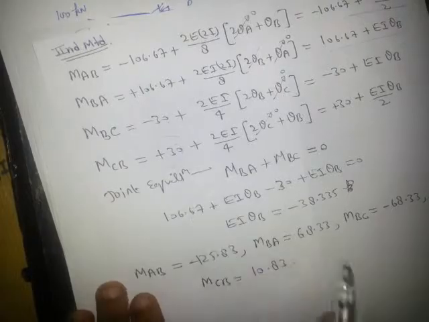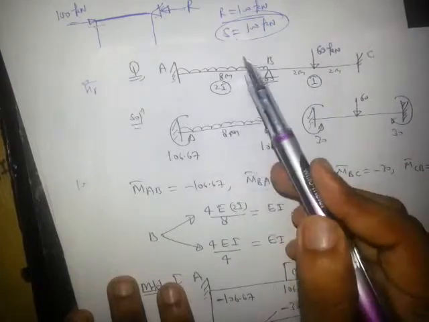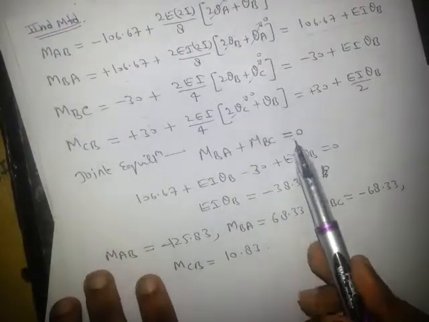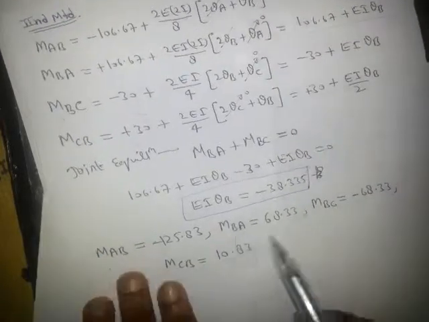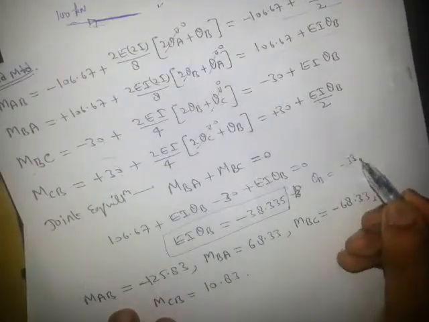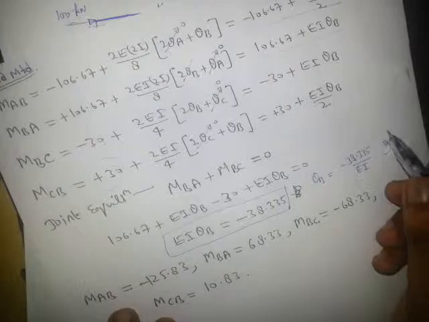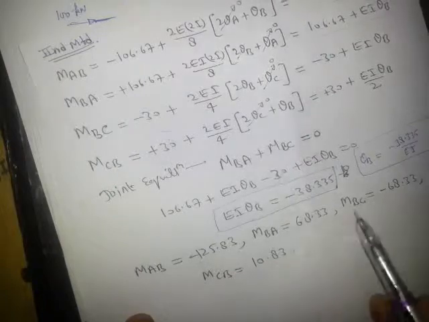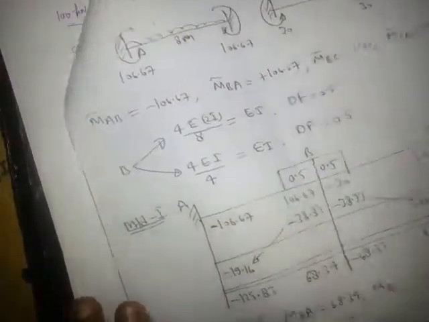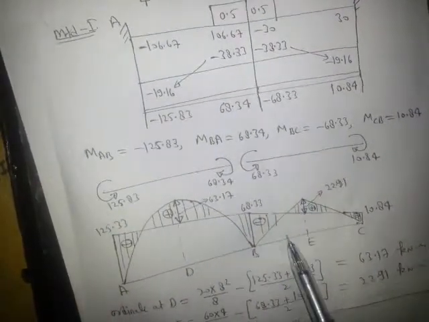Now we will write joint equilibrium, means we will write joint equilibrium of B. What is it? MBA plus MBC, anti-clockwise equal to clockwise, is 0. So we will see MBA plus MBC equal to 0, and from here we can see that theta B is minus 38.335 divided by EI, and minus means anti-clockwise, right? Now we can calculate MAB and MBA, MBC and MCB, and similarly we can draw the BMD as we have drawn in the moment distribution method, right?